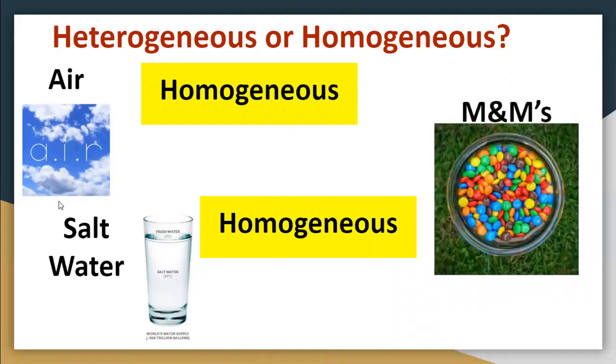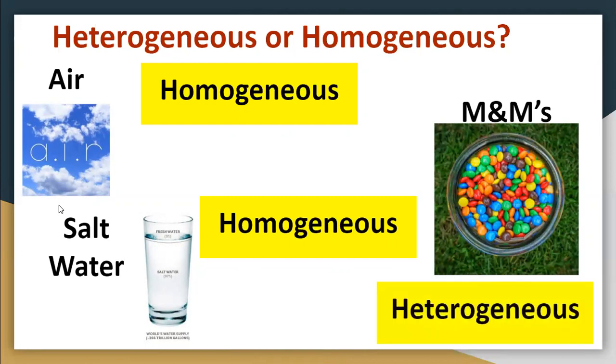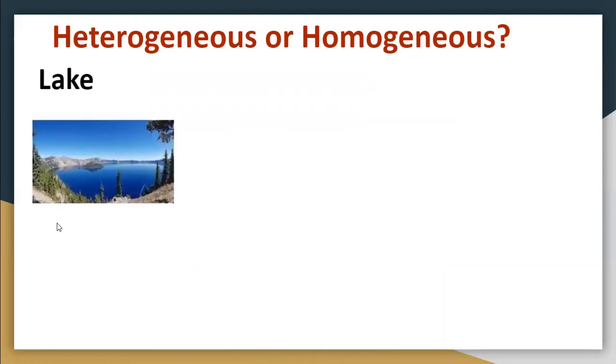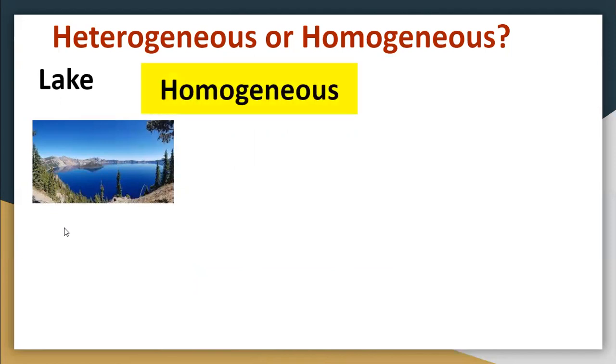M&Ms, heterogeneous or homogeneous? Exactly, heterogeneous, because it's pretty easy to sort out the M&Ms by color. Okay, a few more. What about a lake? Heterogeneous or homogeneous? What do you think? Homogeneous? Yes, because you have a lot of chemicals mixed into the lake that can't be separated out very easily.